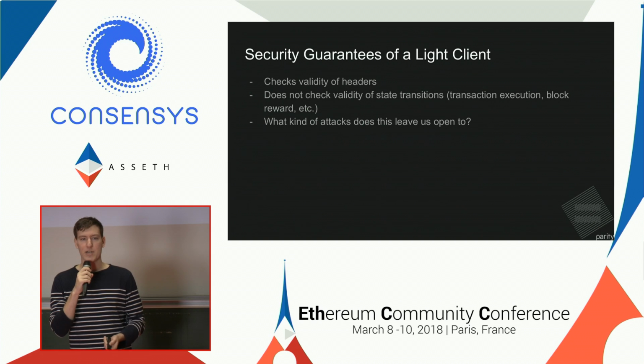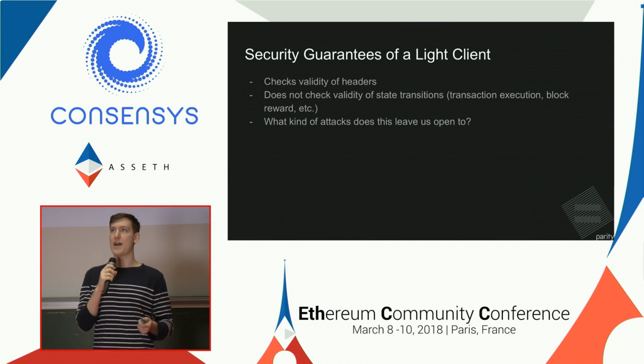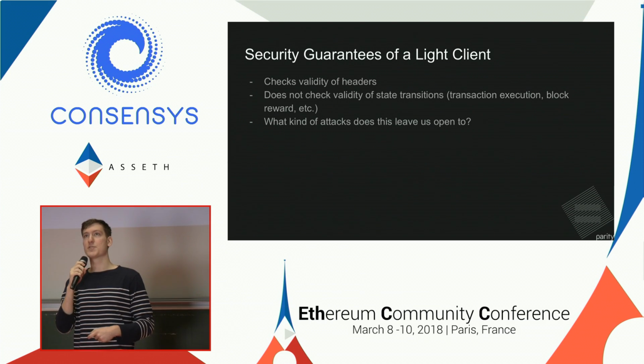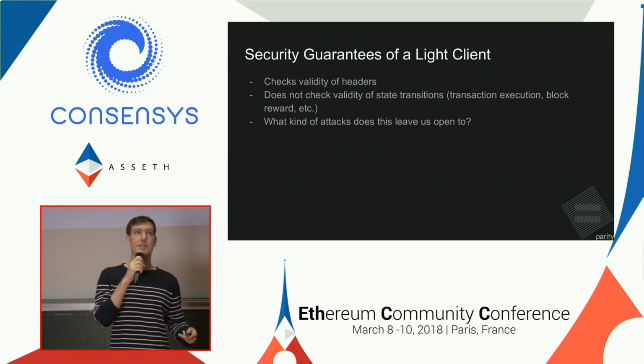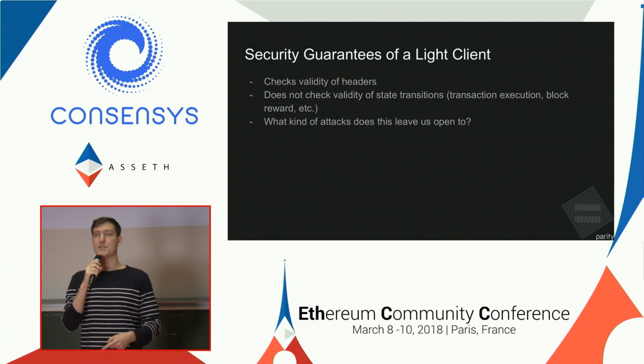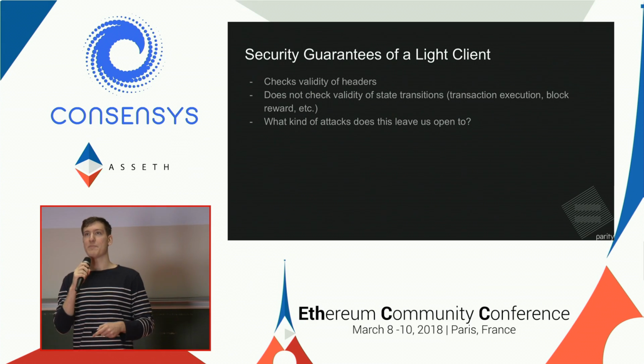So if we talk about the security guarantees of a light client, it checks the validity of headers, so it checks the proof of work, or perhaps once Ethereum moves to proof of stake, it would check a signature by some authority or validator. But it doesn't check the validity of state transitions, that transactions have been executed correctly, or that block rewards have been given out.